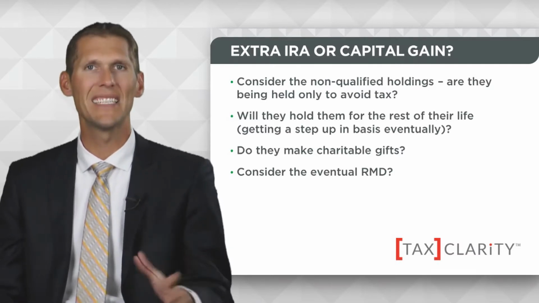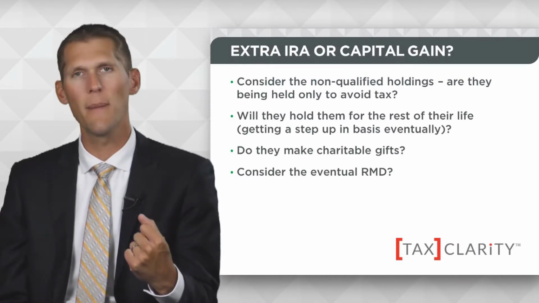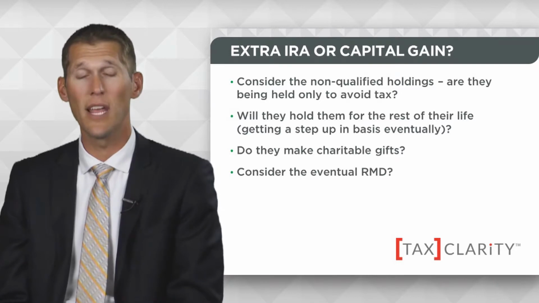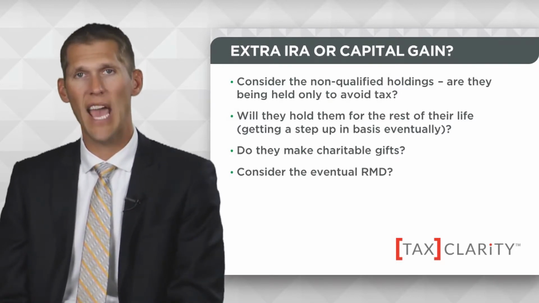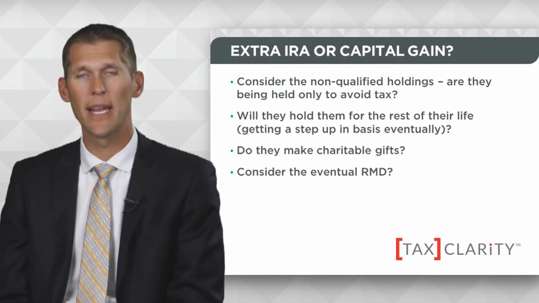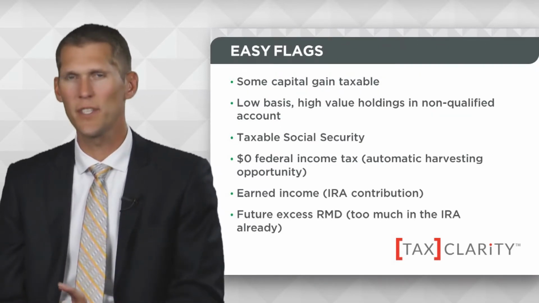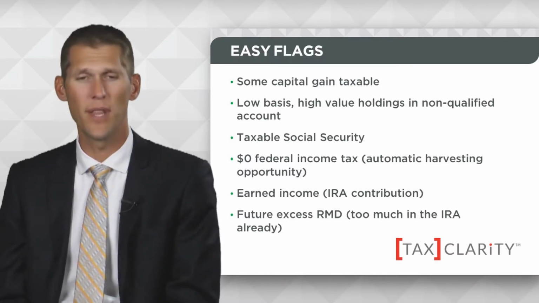So those are the big considerations when we're determining whether to harvest the extra money from the IRA, whether by Roth conversion or whether just by pulling it out and using it in another way, or whether we should go ahead and harvest some capital gains at a 0% tax rate. So if I were to put together a few easy flags, what are some things that I should look for right away on a tax return? Here might be a few of those.